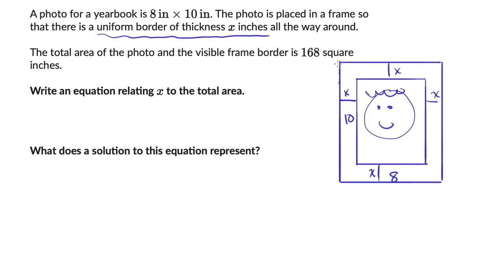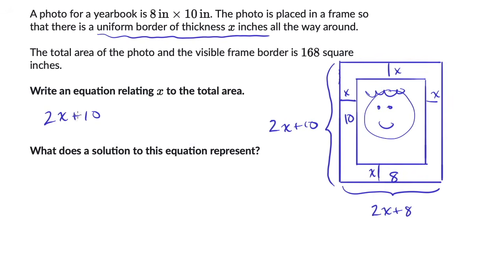Well, the way I've set it up, what is the height here? You're going to have x plus 10 plus another x. So this entire distance is going to be 2x plus 10. And this entire width is going to be this x plus 8 plus this x. So 2x plus 8. And the entire area is going to be the product of these two things. So if I take the product, 2x plus 10 times 2x plus 8, that's going to be the total area.